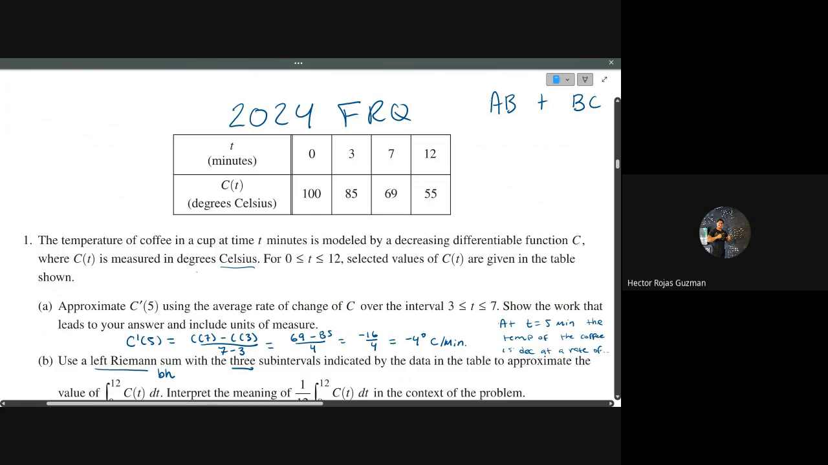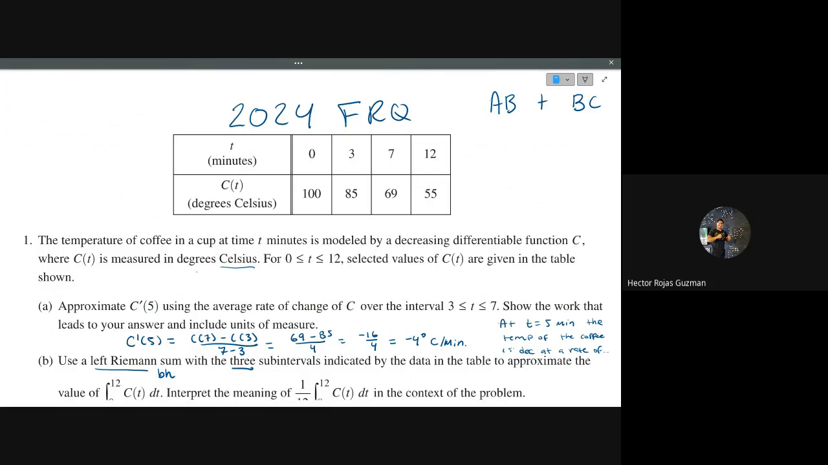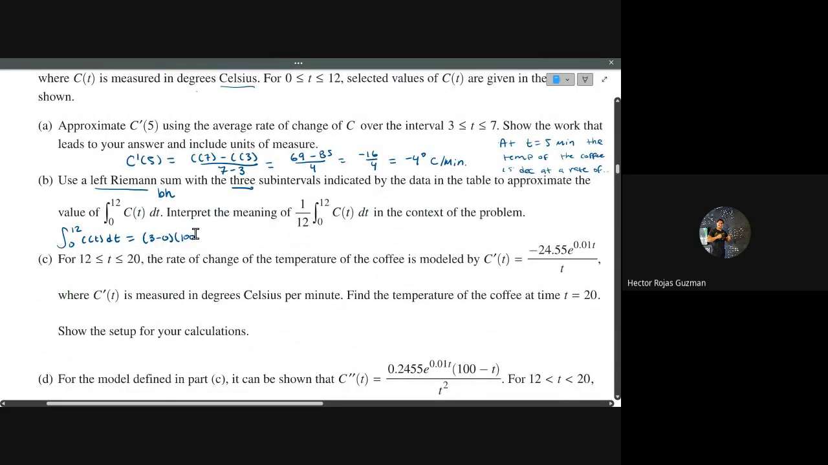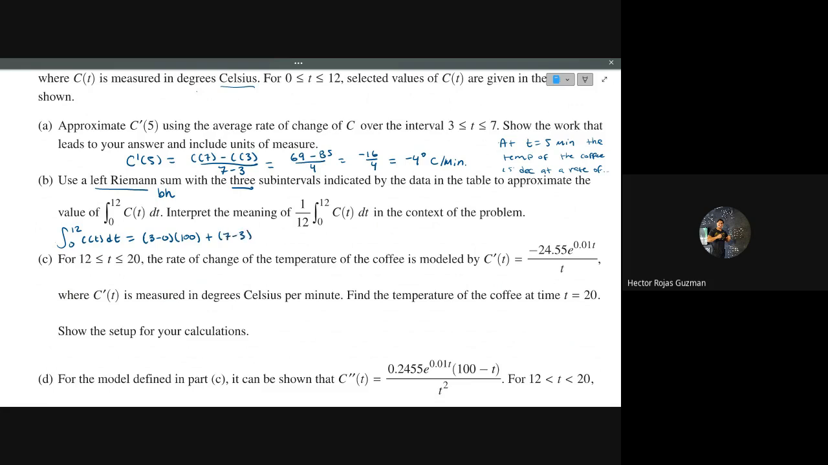Since we're taking the left Riemann sum, make sure you take the left value, not the right value. So 3 minus 0 times 100, plus the second rectangle. The second rectangle is 7 minus 3, that's the base, times the height, which is 85, plus 12 minus 7 times 69. You do have a calculator in this question, so make sure to use it. This will give us a value of 985.